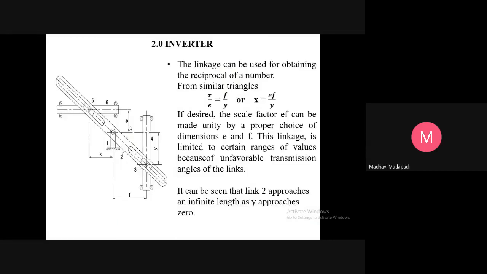The next mechanism is based on inverter. Inverter is nothing but the reciprocal operation. To understand this, look at the mechanism. It's a 6-bar link mechanism. You have one fixed link, and a slotted lever pivoted at this fixed link 1. It has two slots here, one slot here, another slot here.